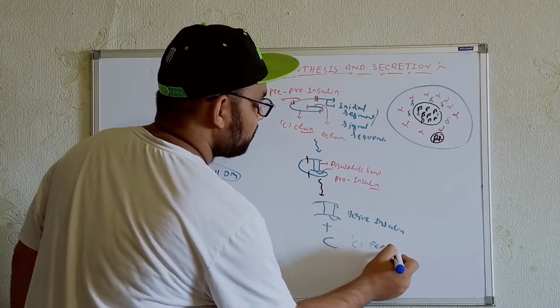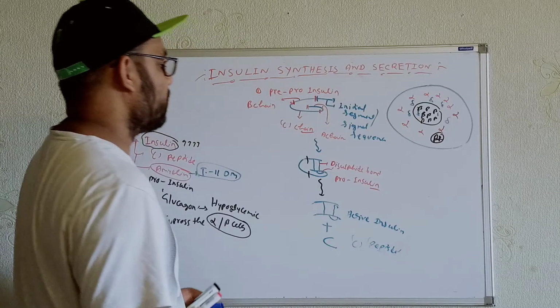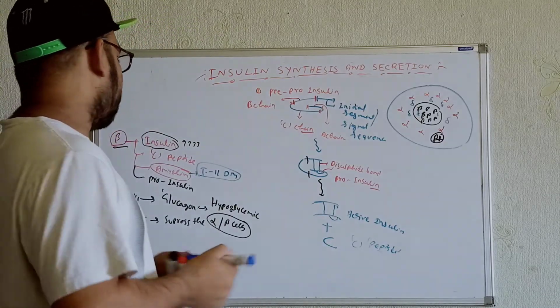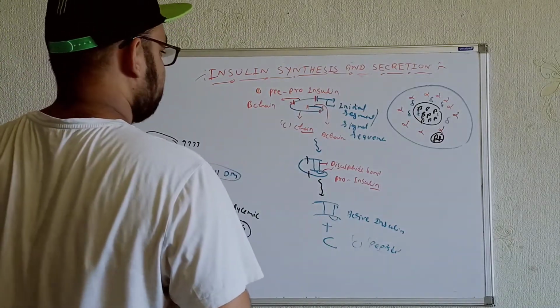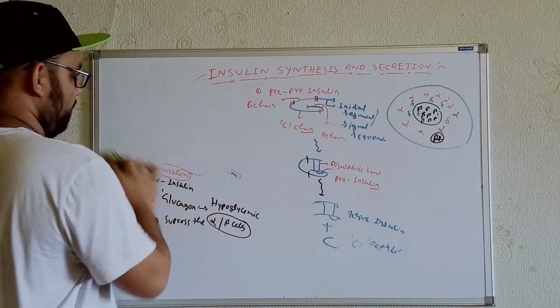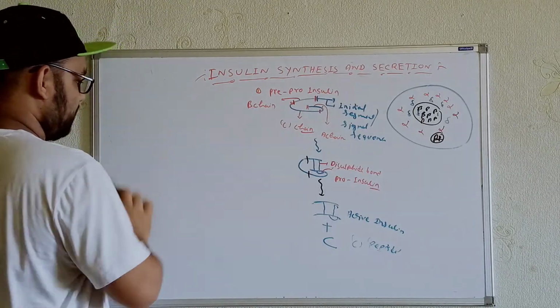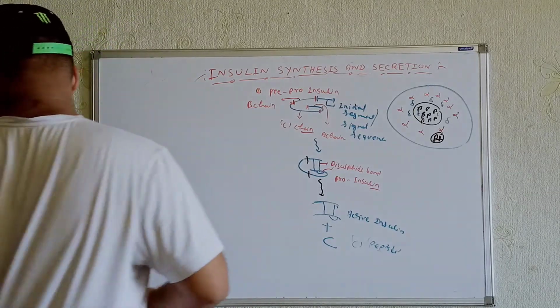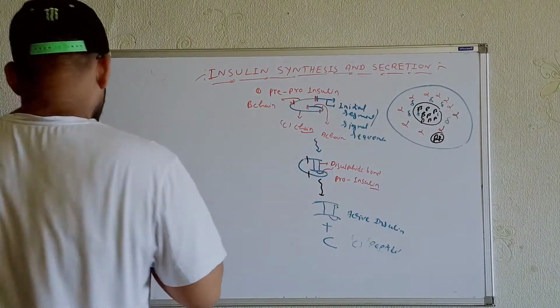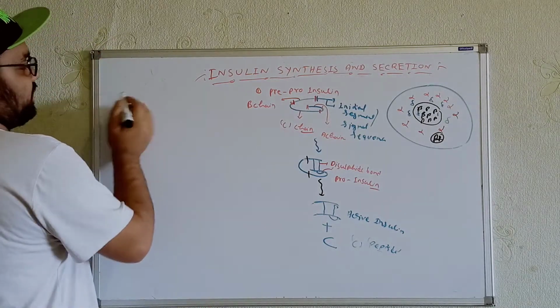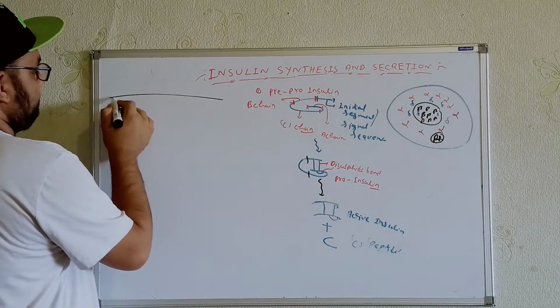However many insulin molecules are produced, the same amount of C peptide we'll get over here. Okay. Now we'll talk about how we synthesize this insulin. So for this, let's talk about it over here. Now, for example, I'm just considering the beta cells over here.